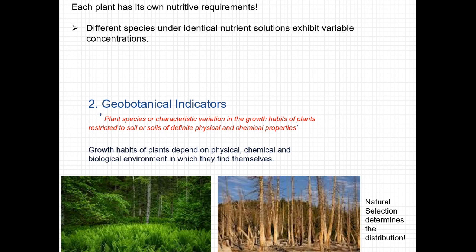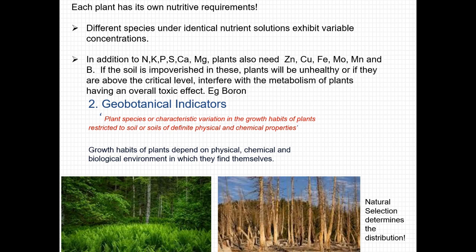Now each plant has its own nutritive requirements. So under the same conditions, different plants in the same nutritional solution will exhibit different concentrations. These elements, that is nitrogen, potassium, phosphorus, sulfur, calcium, magnesium, are the elements that the plants need. The plants also need zinc, copper, iron, molybdenum, manganese, and boron.